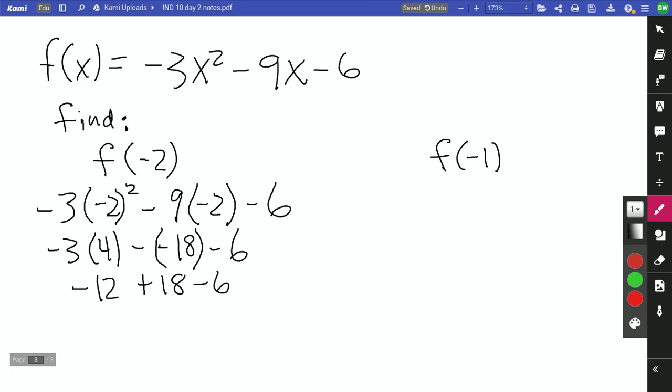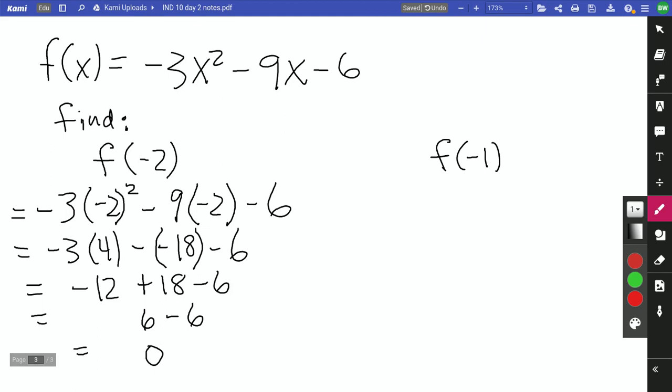Now, -12 plus 18, that is +6, right? We'll go ahead and write down that intermediate step. And +6 minus 6, so that is 0. Okay, should have put equal signs here all the way down. Okay, we get 0. So let's do the other one.